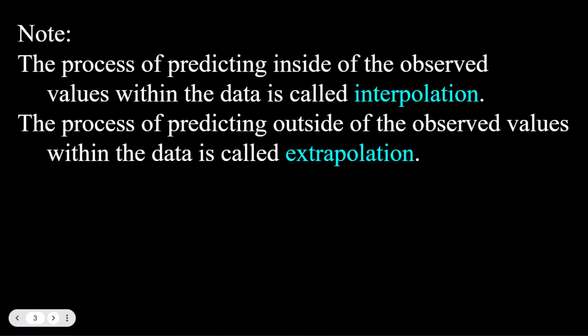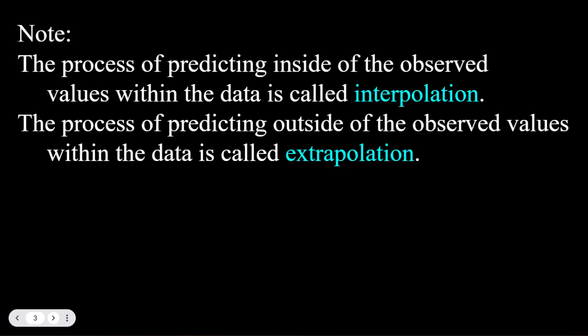Now you may remember, or you may not, the process of predicting inside the observed values within the data is called interpolation. We actually talked about that way back probably in Unit 2, I would guess. But interpolation is where we're making predictions inside those values of the observed data. Then we have extrapolation, and that is the process of predicting outside of the observed values of the data. So those are our two types.